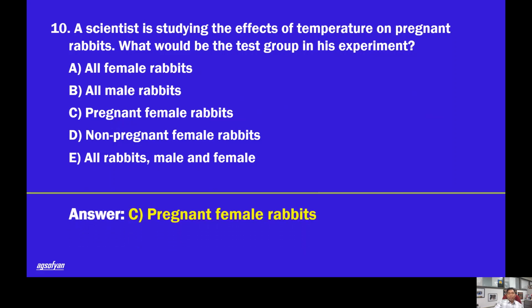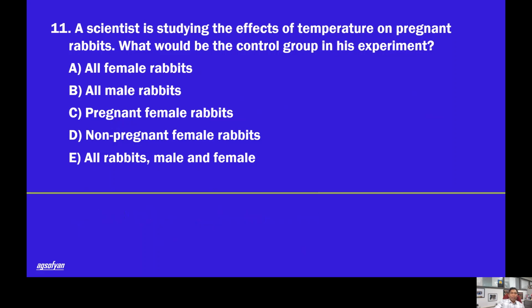Yes, the answer should be the pregnant female rabbits, because the test is for testing the effect of temperatures on pregnant rabbits. So the test organism will be pregnant rabbits.